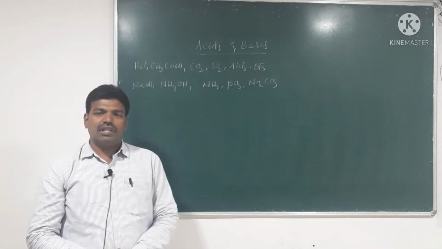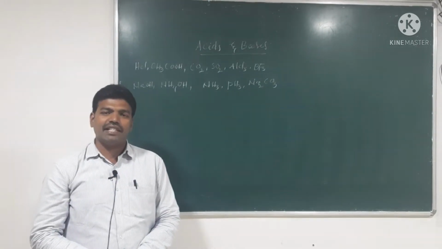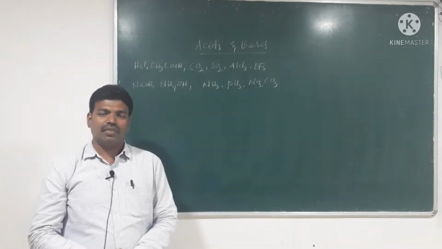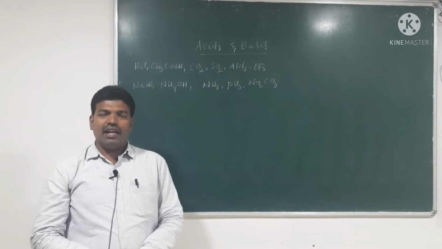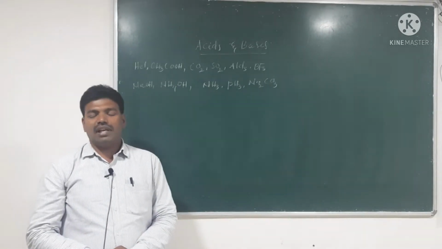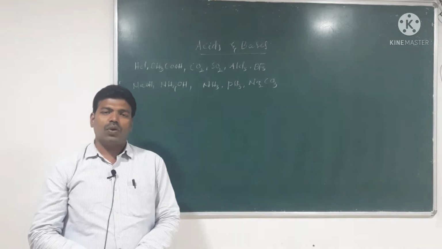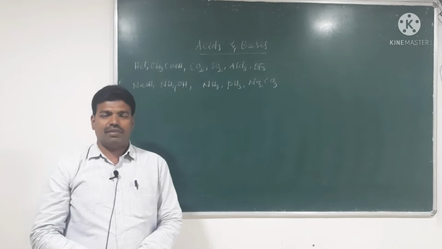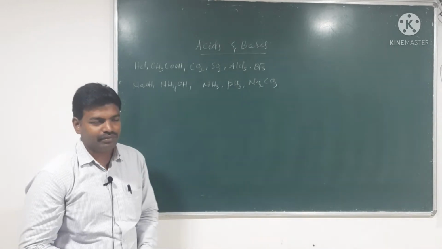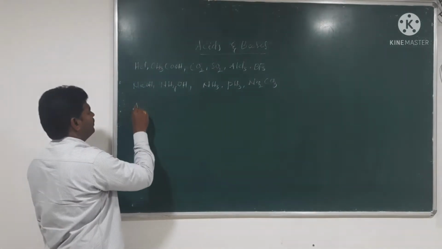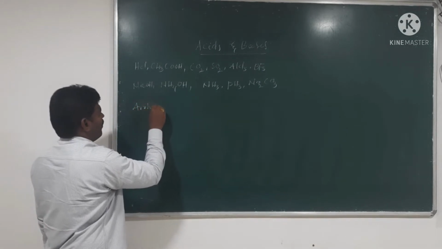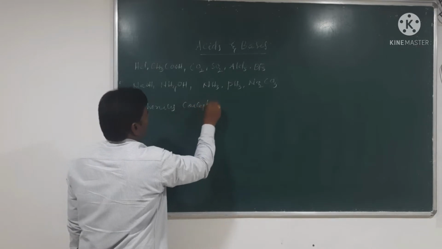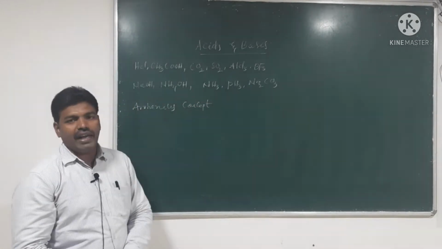There are subtle definitions for acids and bases according to different theories. We shall learn those theories one by one. The most primitive theory is the Arrhenius theory, the Arrhenius concept of acids and bases.